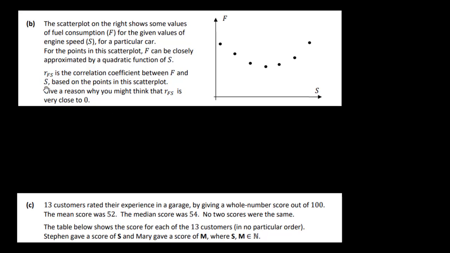That's the correlation coefficient of F and S. Is the correlation coefficient between F and S based on the points in this scatter plot. Give a reason why you might think that the correlation coefficient of F and S is very close to 0.